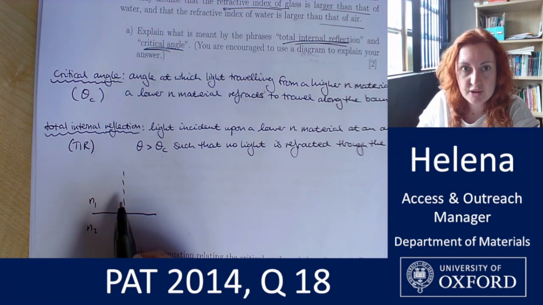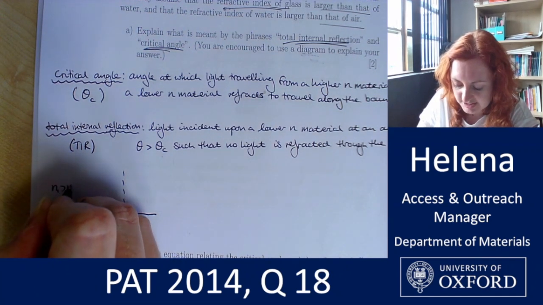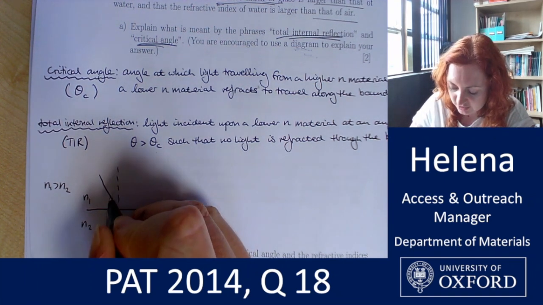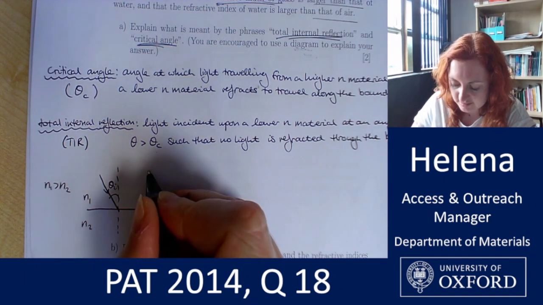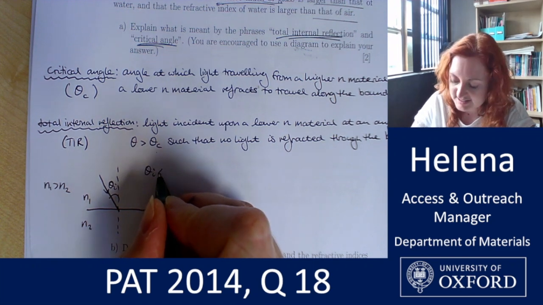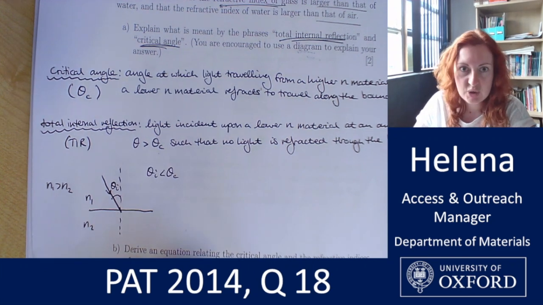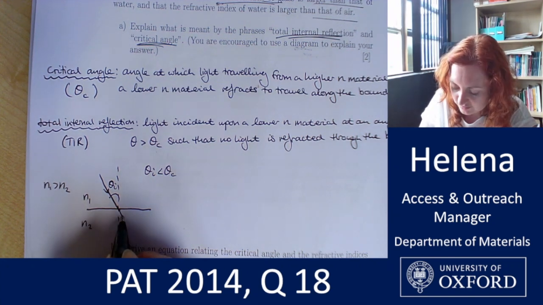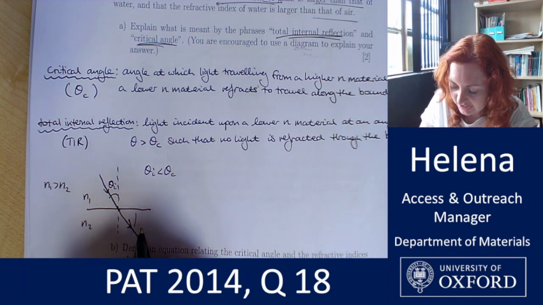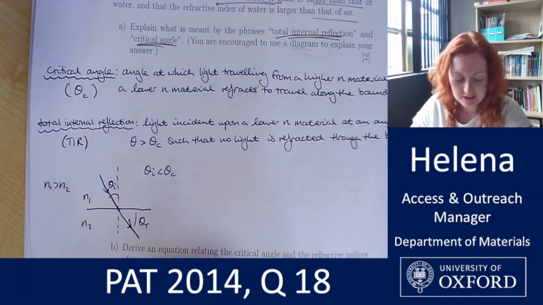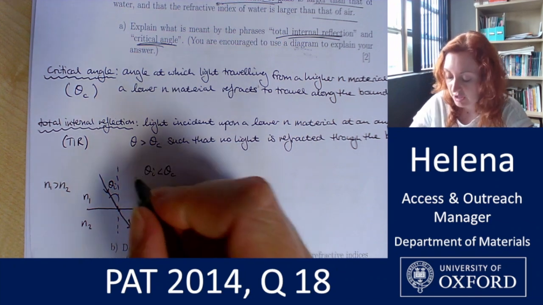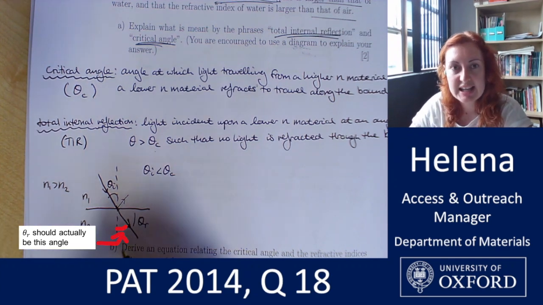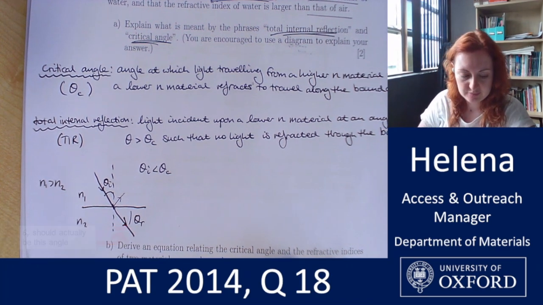And remember, we're told it's going from higher to lower, so our N1 is greater than N2 here. Now, if we have an incident angle, theta I, which is less than the critical angle, we're going to have refraction across the boundary. So it's going to bend slightly, but we are going to have some refraction through the material there. We might also have a little bit of reflection. That sometimes happens, but we're going to get some light propagating across the boundary.